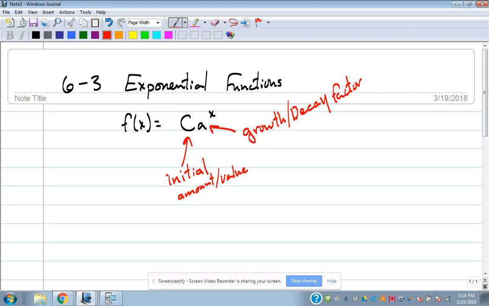The growth or decay factor depends on what A is. If A is a bigger number, we're going to be growing. If A is a small fraction, we're going to be decaying, because if you multiply something by a half, you get smaller, and then exponential means you multiply by a half again, and it gets smaller again and again. So exponential growth, A is a bigger number. Decay, A is a small number, less than 1. Okay, those are the differences.